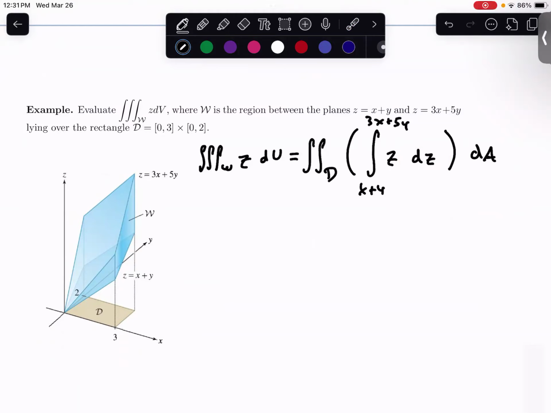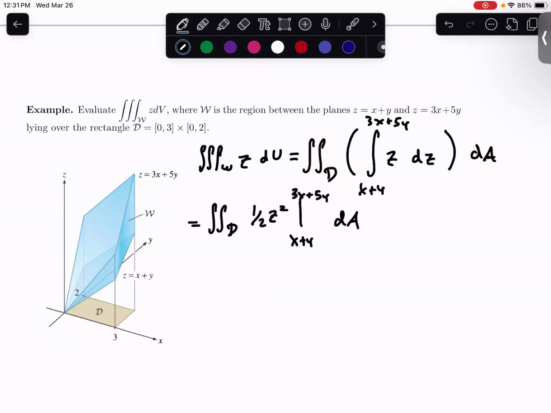And so, I think it's a nice way of writing this out because we can just ignore everything outside of the parentheses for now, and you just have a single variable integral, right? And so this is just going to be equal to the double integral over D of 1/2 of z squared, and it's going to range from x plus y to 3x plus 5y. And then you have this dA right here.